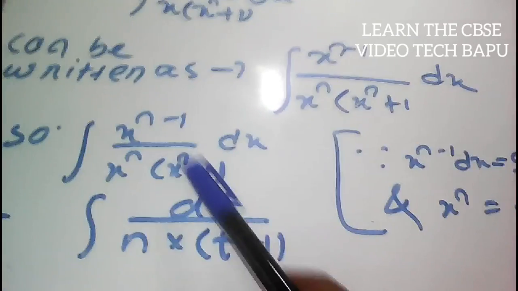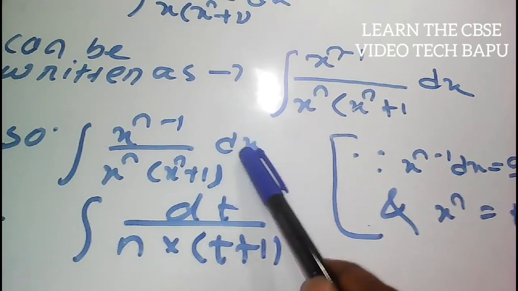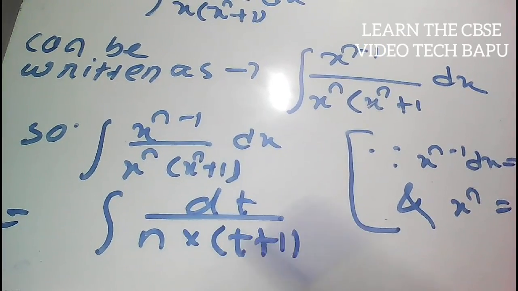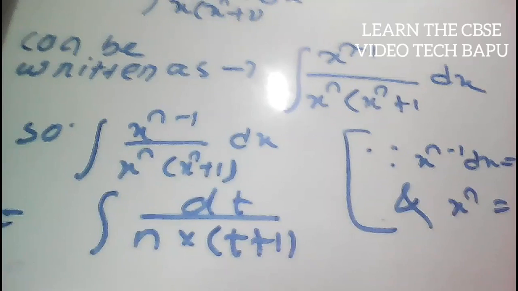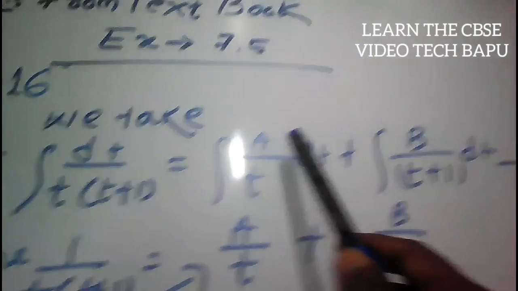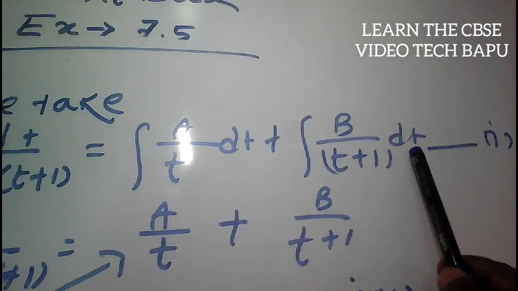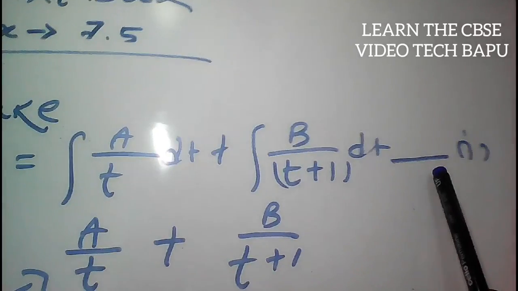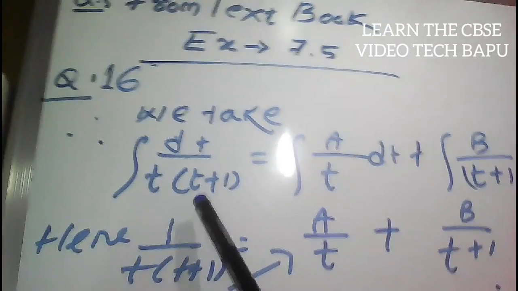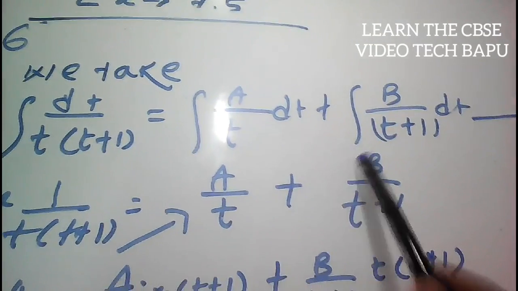So we can get that x to the power n minus 1 by x to the power n into x to the power n plus 1 dx is equal to the integration of dt by n into t plus 1. Now we can write integration of dt by t into t plus 1 as integration of a by t dt plus integration of b by t plus 1 dt. As you know this format, take this as equation 1, and here you know that 1 by t into t plus 1 is equal to a by t plus b by t plus 1.